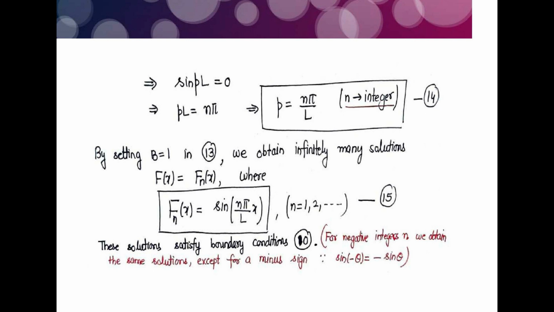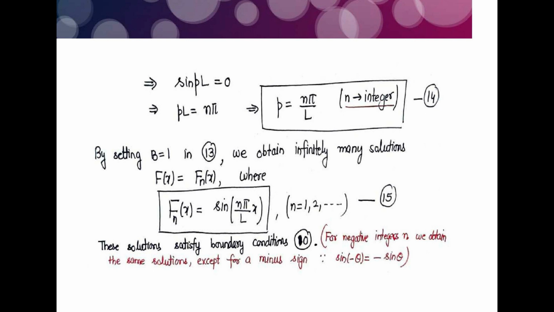So finally we have equation number 14, that p is n pi over L. Now we start with equation number 13, and I am setting capital constant B equal to 1. There is no restriction on B, it can take any arbitrary value, so I am setting B equal to 1. And finally we have infinitely many solutions of equation number 8. So f of x is given by f n of x.